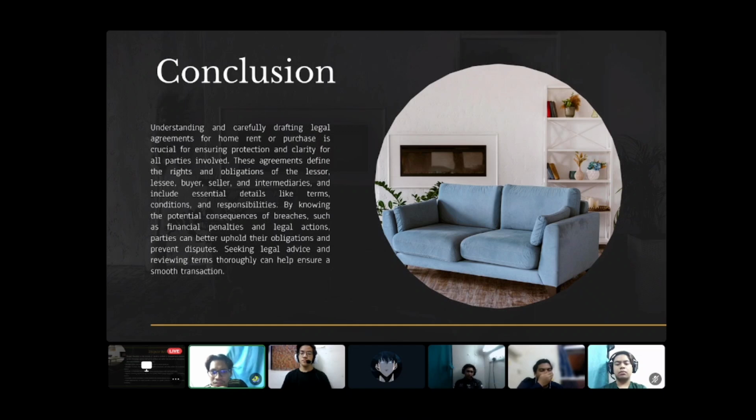These agreements define the rights and obligations of the lessee, buyer, seller, and intermediaries, and include essential details like terms, conditions, and responsibilities. By knowing the potential consequences of breaches, such as financial penalties and legal actions, parties can better uphold their obligations and prevent disputes. Seeking legal advice and reviewing terms thoroughly can help ensure a smooth transaction.